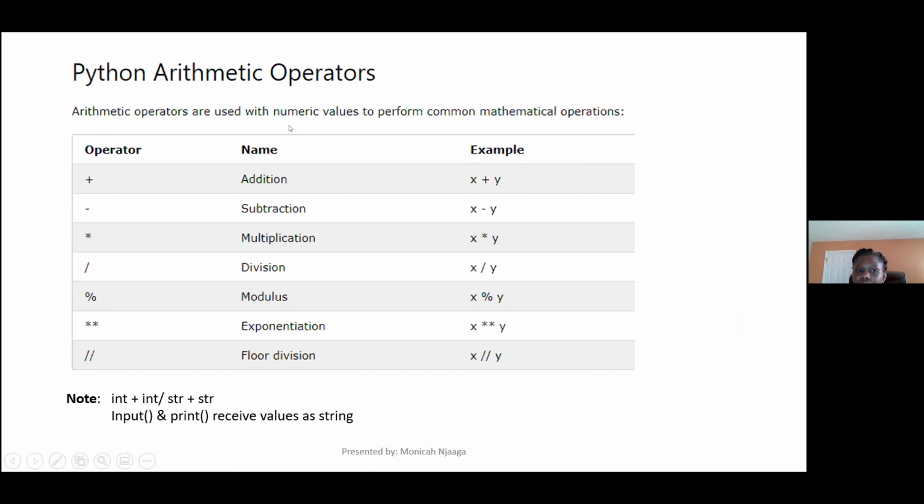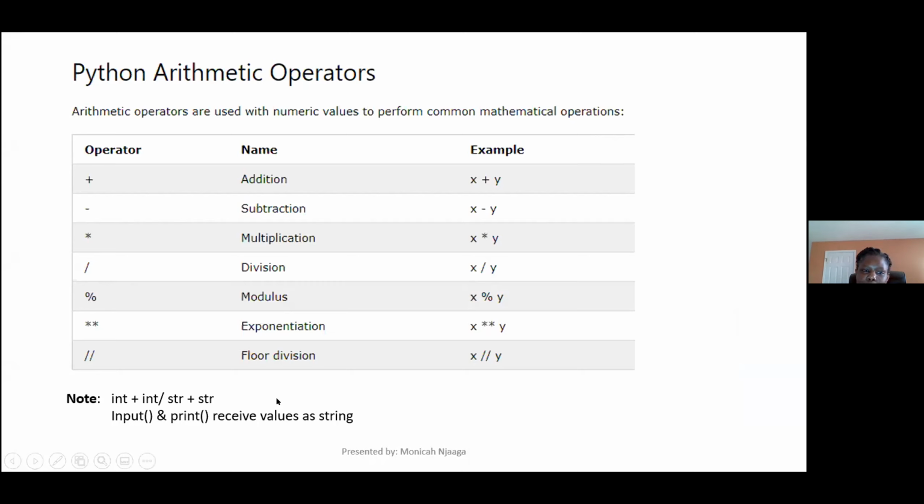So what are arithmetic operators? These are used with numeric values to perform common mathematical operations. We all know about addition and subtraction. We have probably at one time or another multiplied and divided. And then there is the modulus, exponentiation, which we call power of, like 5 to the power of 2 means 5 times 5, so you're raising it to 2. And then there is the floor division.